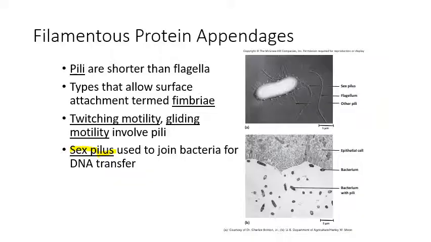Another structure that some bacteria have, again, not all, but some of them, are fimbriae. Fimbriae are tiny little hairs found on the outside of bacteria that allow them to stick to surfaces. If you want to visualize it, think of Velcro: teeny tiny little hairs that let them stick to surfaces.